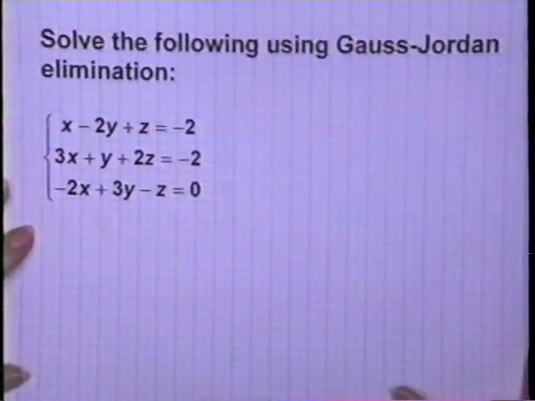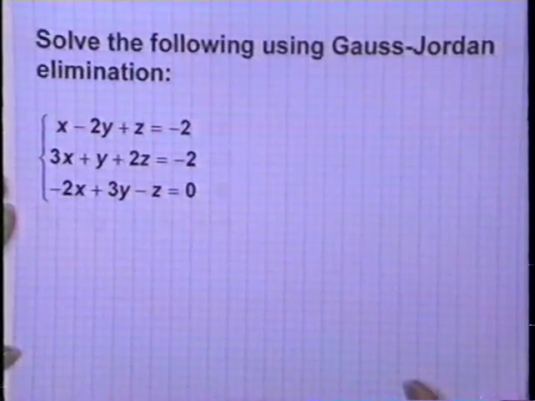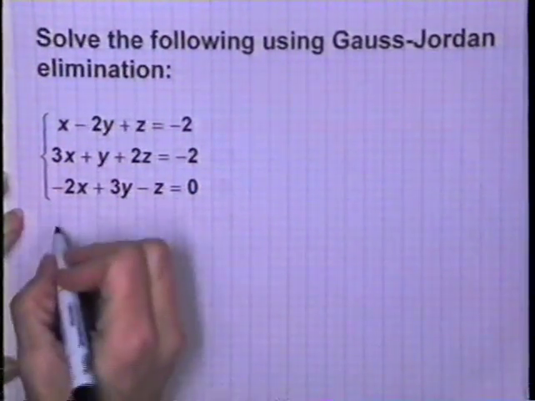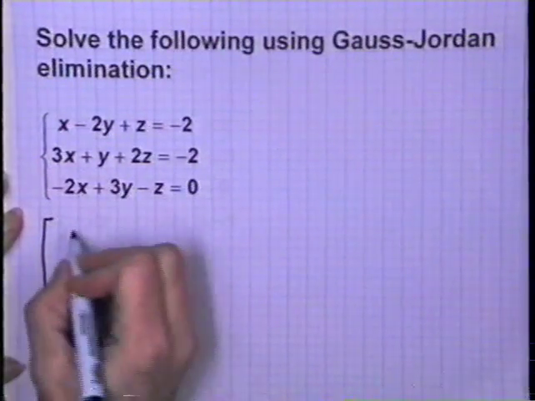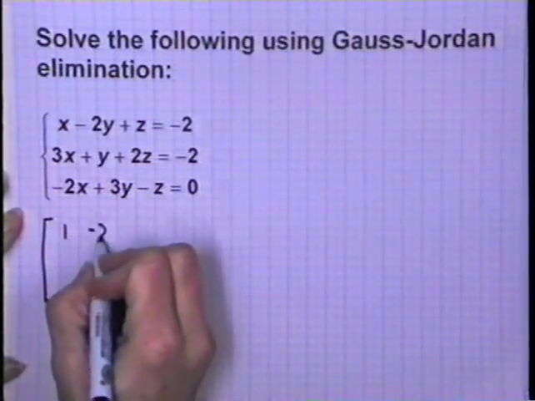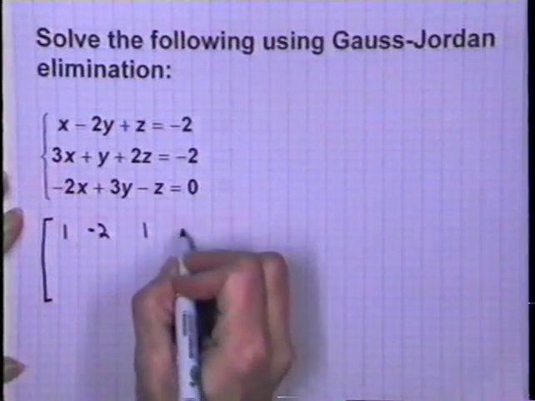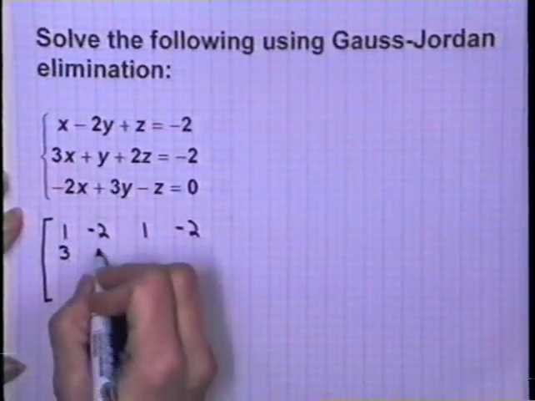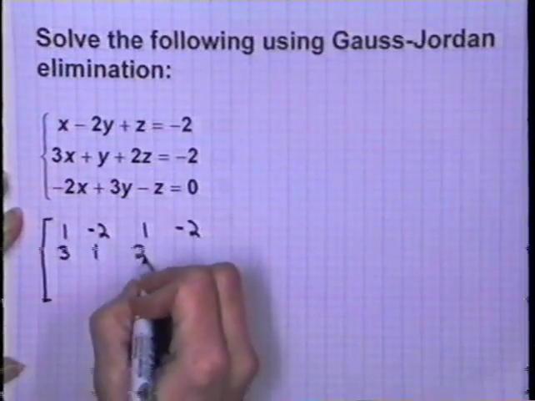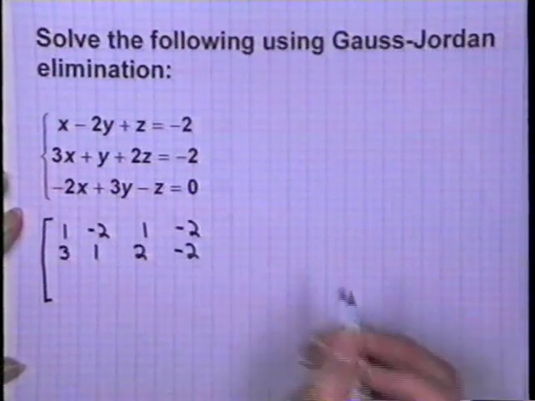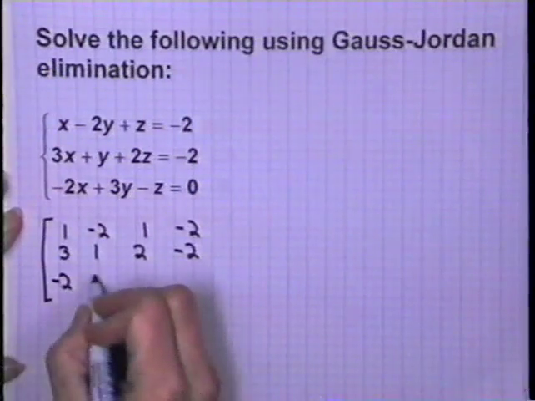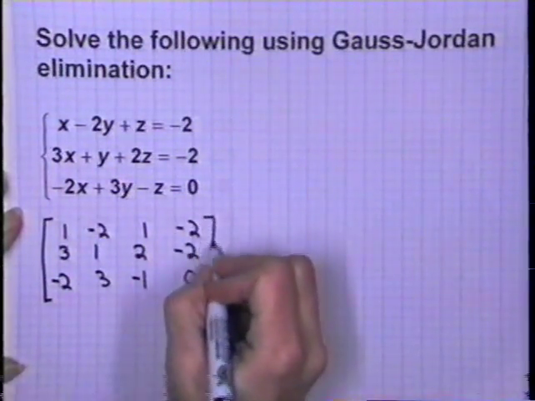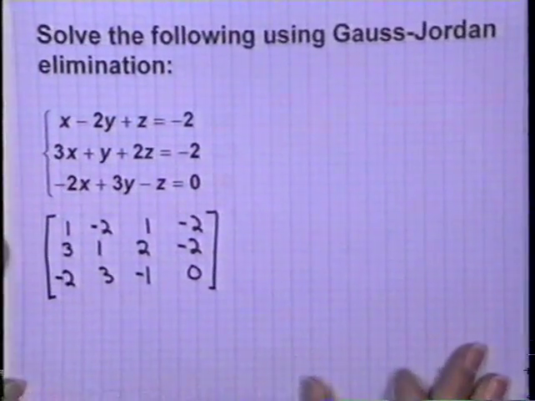Solve the following using Gauss-Jordan elimination. So let's start by writing the matrix. Okay, so I've got 1x minus 2y plus 1z equals negative 2, 3x plus 1y plus 2z equals negative 2, negative 2x plus 3y minus 1z equals 0. Okay, so there's my matrix.